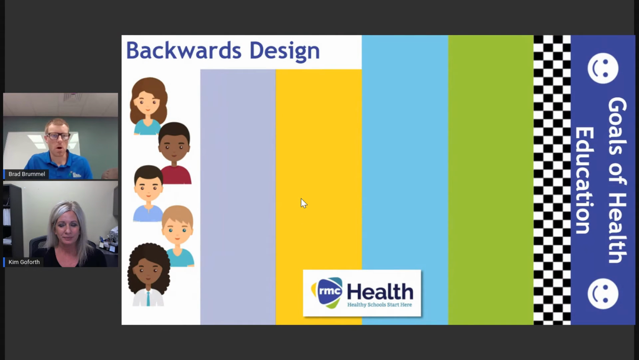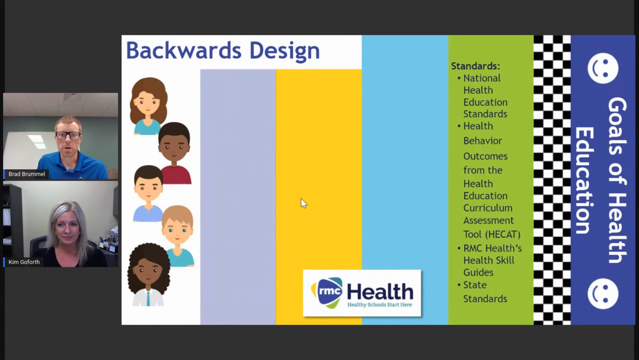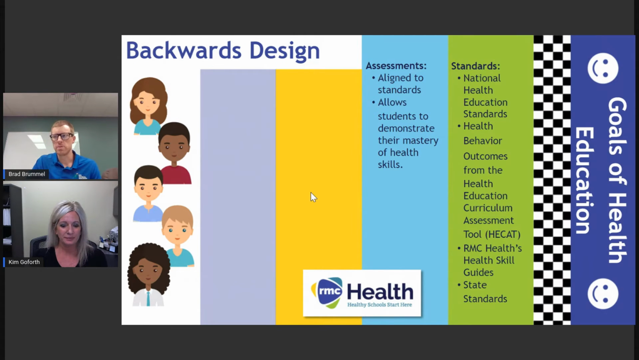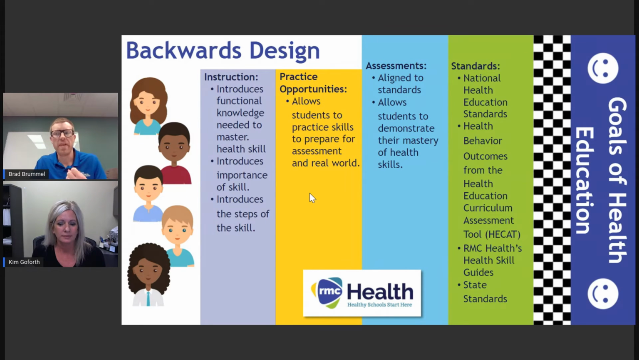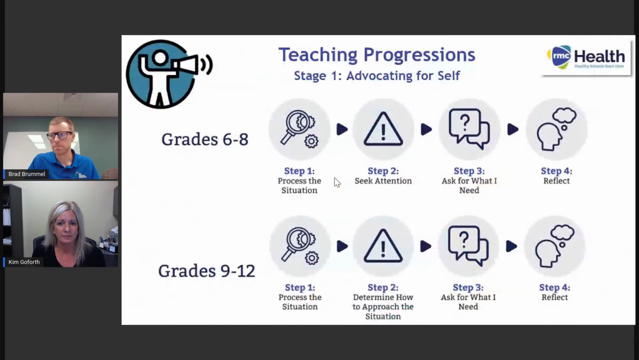So next comes our backwards design model. We're going to continue moving backwards here. We've focused on standards and assessment so far. And now Kim's going to show us what that teaching progression looks like as we are trying to provide students practice opportunities to master the skill and what that specific instruction will look like to set our students up for success. All right. Well, again, we're going to divide this into the 2 stages. And RMC Health, I love how they put these linear progressions out there for us.